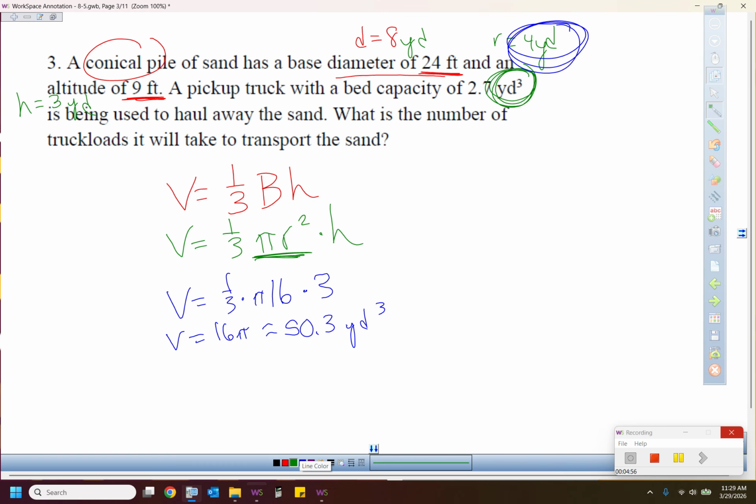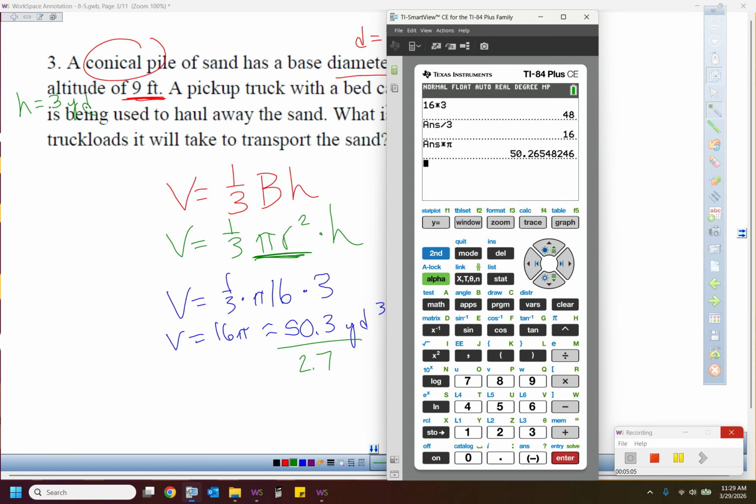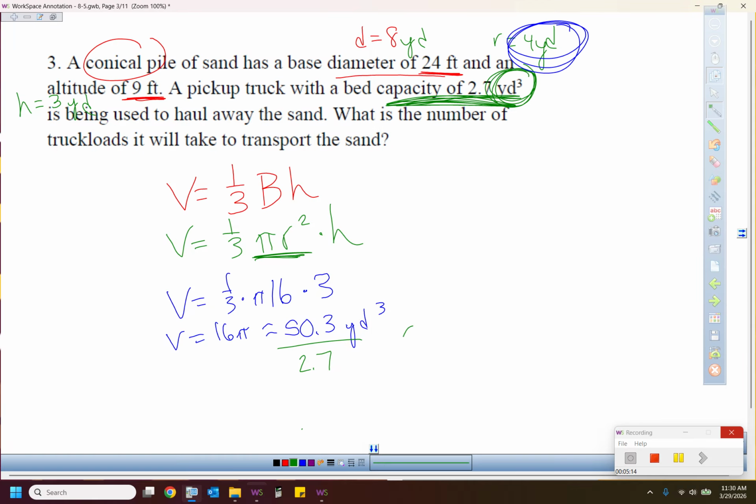So every time we fill up the pickup truck, it takes up 2.7 of that, so we're going to split this up by dividing by 2.7. Notice I'm not going to use 50.3, which is my rounded. I'm going to use the nasty one in my calculator. So divide by 2.7, and I get about 18.6 trucks.